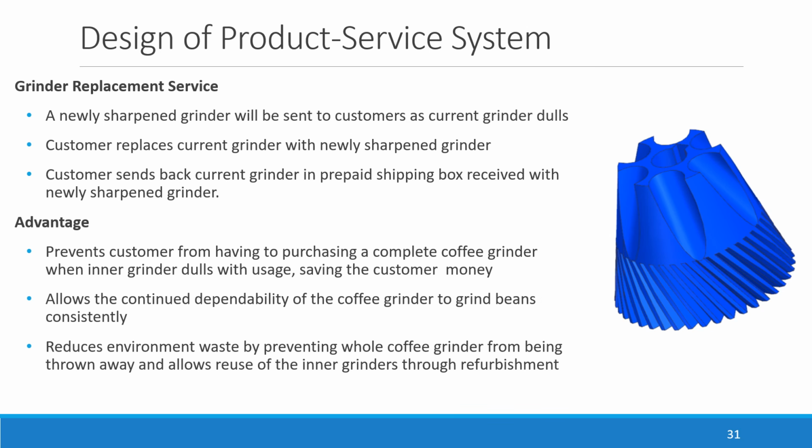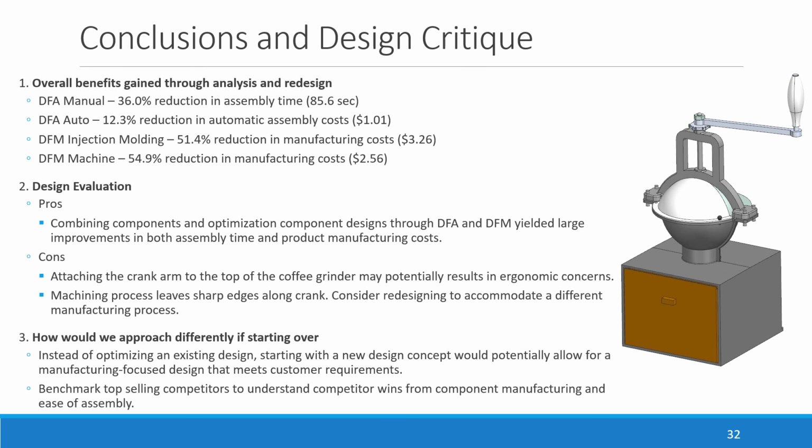The inner grinder is expected to dull over time as a customer grinds beans. An inner grinder replacement service will be offered. A resharpened inner grinder will be sent to the customer and the customer will send back their original inner grinder. The original inner grinder will be resharpened and sent to another customer. This prevents customers from having to purchase a new complete grinder, allows the continued dependability of the coffee grinder, and reduces environmental waste. Here we show an image of the final coffee grinder.